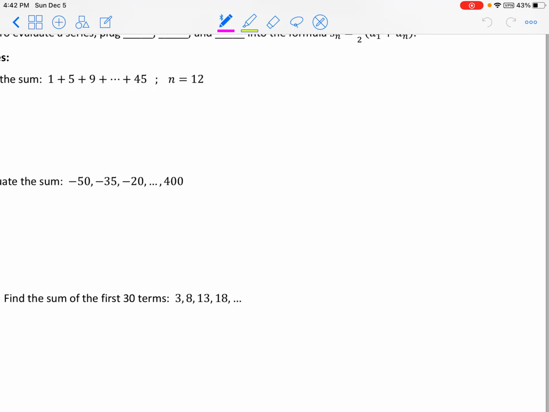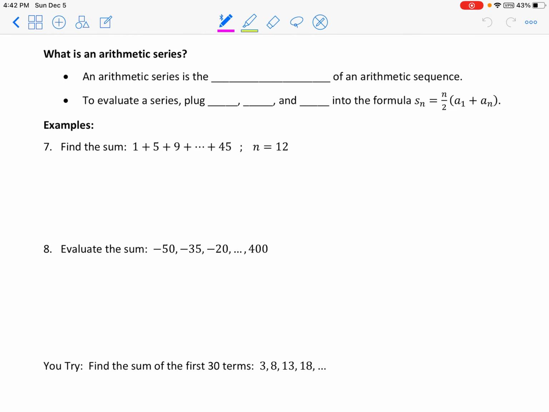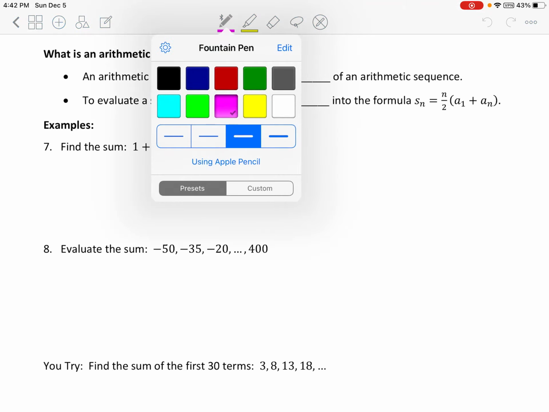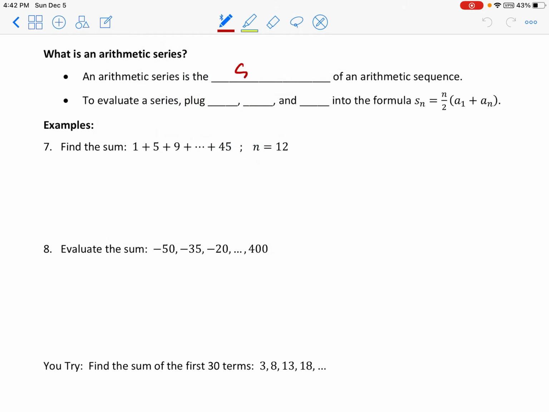All right, now what we're going to look at in the back here is what we call an arithmetic series. An arithmetic series is the sum of our arithmetic sequence. So it is the sum of an arithmetic sequence. So instead of just separating those numbers with commas, if we put plus signs in between and added all those terms up, we would have the sum, which we call a series.